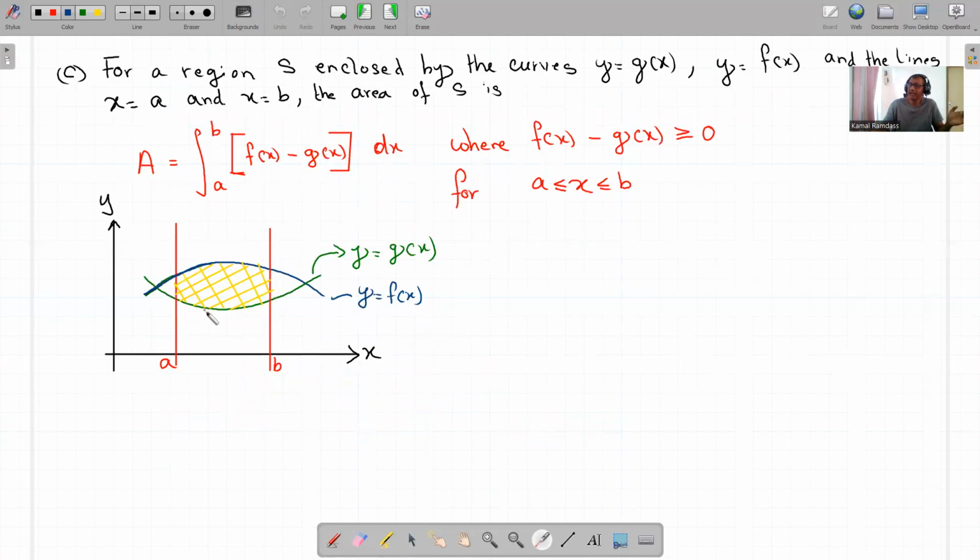Bon, maintenant, area enclosed between two curves. J'ai un upper curve, qui s'appelle y is equal to f(x). J'ai un lower curve, qui s'appelle y is equal to g(x). On appelle the shaded area, bounded by these two curves, and bounded by the x values, x is equal to a, and x is equal to b.